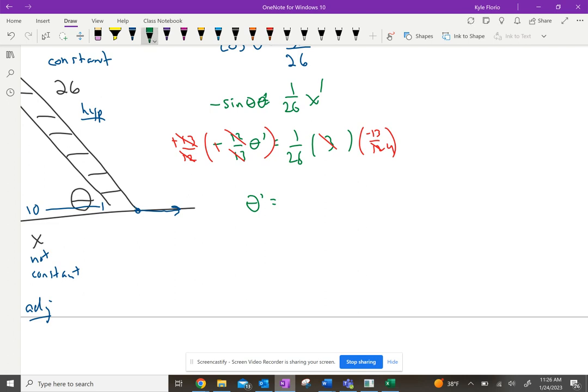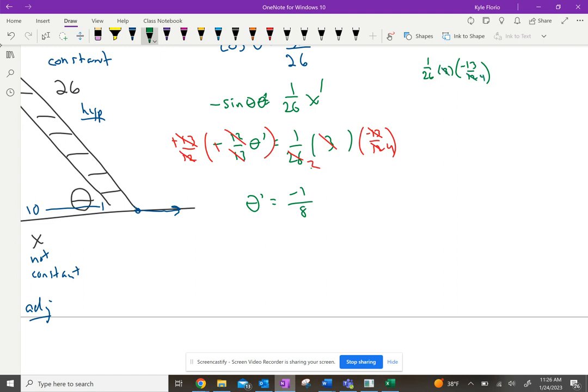So let's see what else we got. 13 over 26, so that's nice, is just 1 over 2. So 2 times 4 is 8. And on the top I have 1, and it's a negative, so it's just negative 1/8. Perfect. If you're not sure what I did, it's 1 over 26 times 3 times negative 13 over 12. Try figuring that out, and you should get negative 1/8.